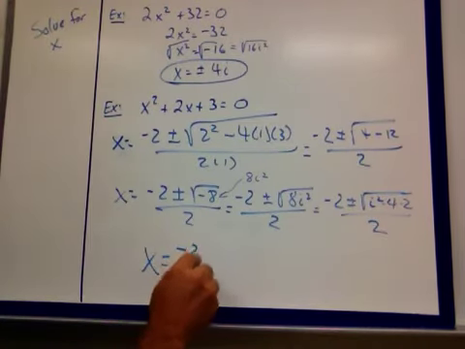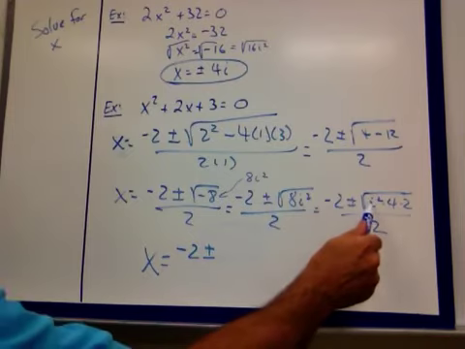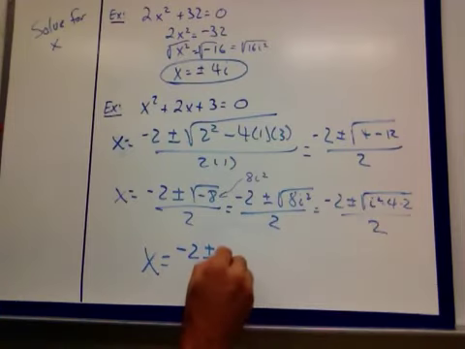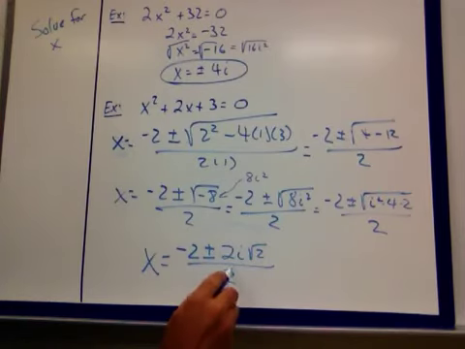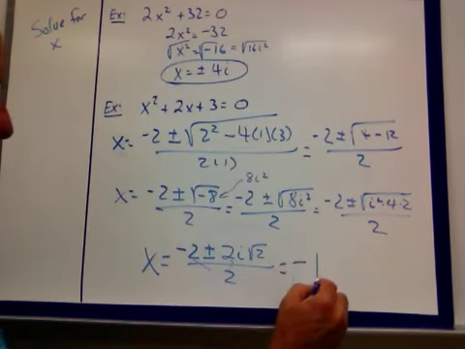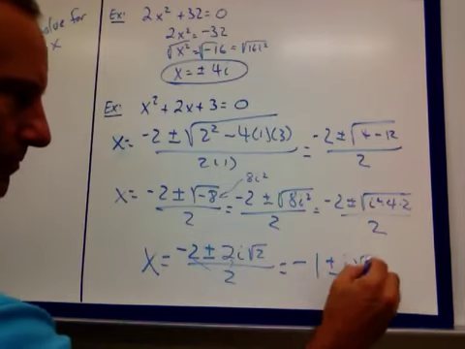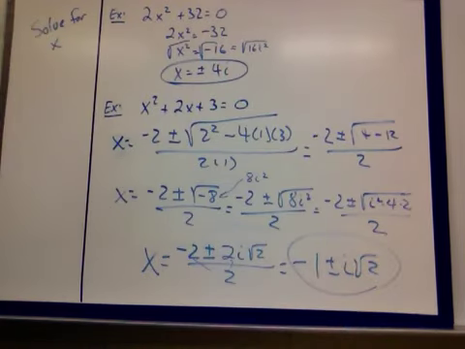So I'm going to get negative 2 plus or minus. Square root of i squared is i. The square root of 4 is 2. So I'm going to get 2i square root of 2 all over 2. And 2 goes into both of those. There's my final answer. Okay.